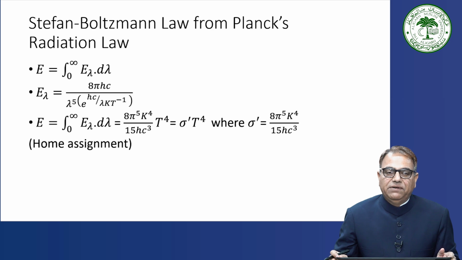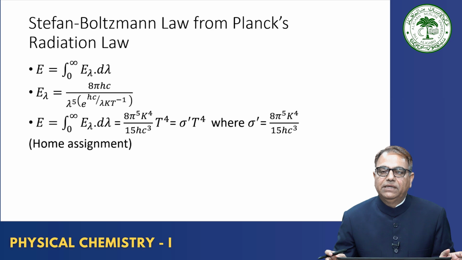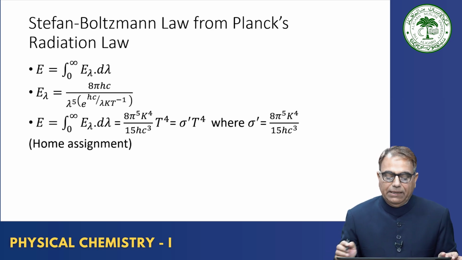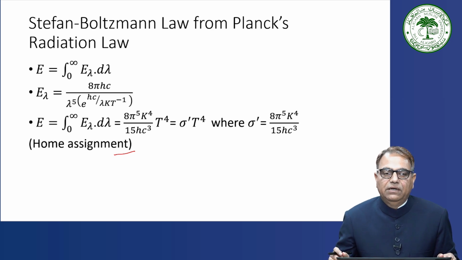Now we can also get the Stefan-Boltzmann law from the Planck's radiation law, and for this you need to integrate from 0 to infinity E lambda d lambda. E lambda, you know, we have from Planck's radiation law, 8 pi hc divided by lambda to the power 5 exponential hc divided by lambda kt minus 1. Okay. So if you put these values, you can get the Stefan-Boltzmann radiation law, and I am leaving this task for you as a home assignment. You do the integration, and at the end of this class, I will tell you how to do this.